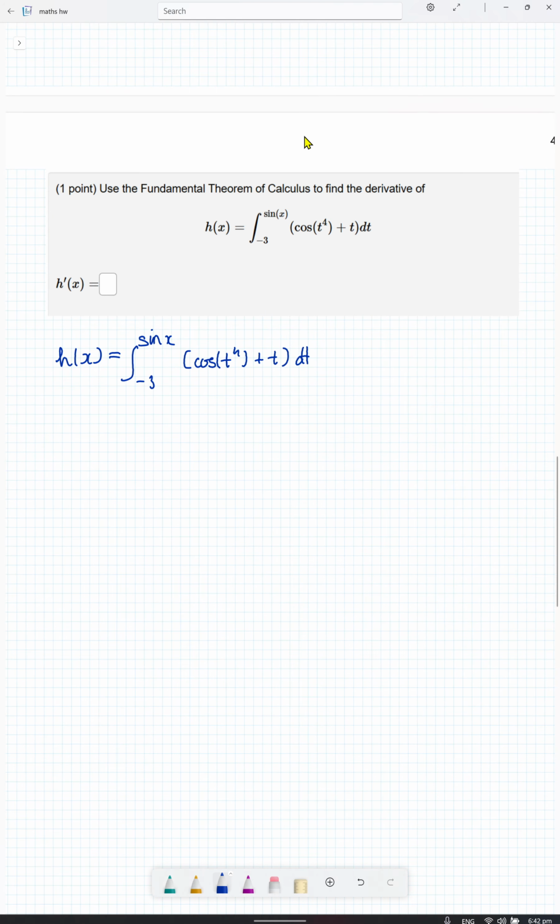Okay, so we have this equation here. h(x) is equal to the integral from -3 to sin x of cos(t^4 + t) dt. And we need to find what h'(x) is equal to.